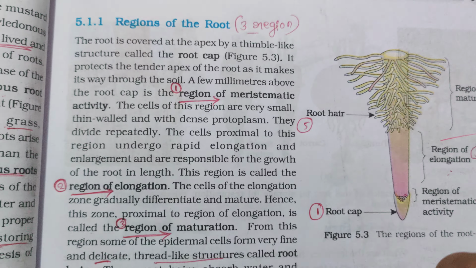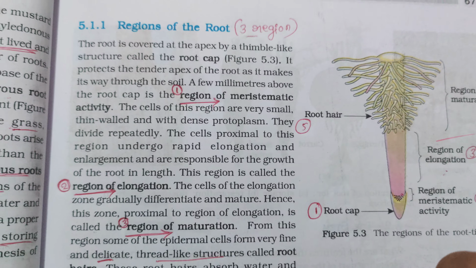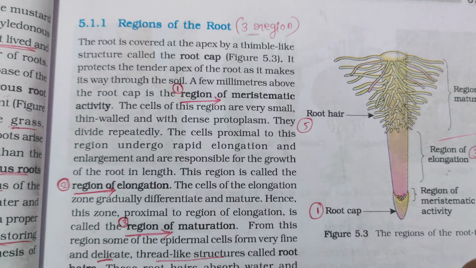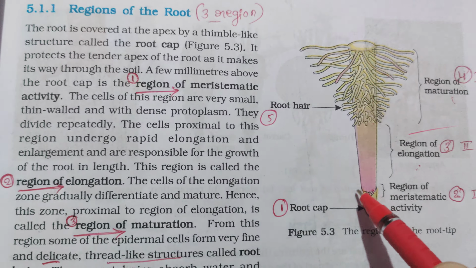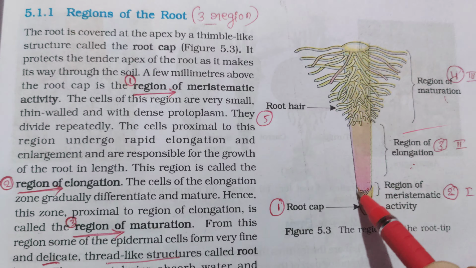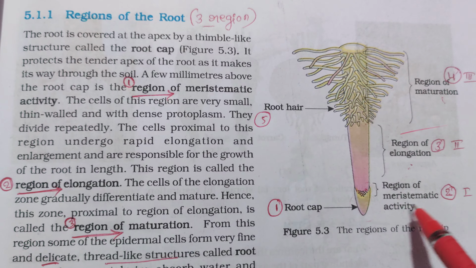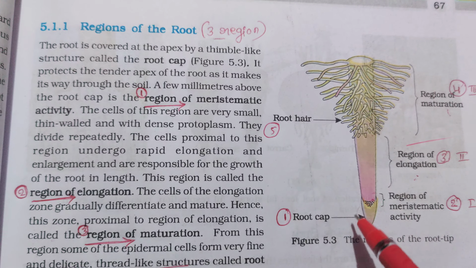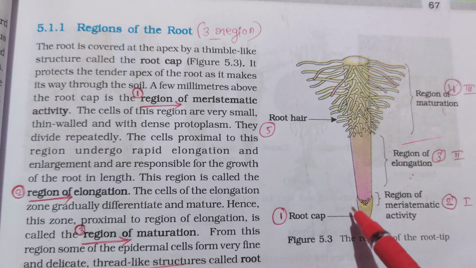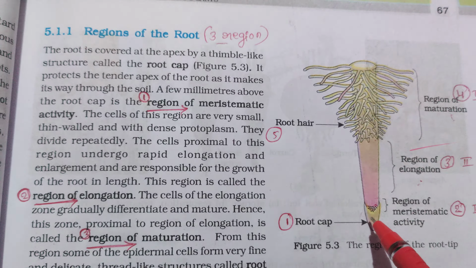And some of the proximal region undergoes elongation to produce the region of elongation. The cells and tissues covered in this area form the region of meristematic activity. They are very highly active. Their cell walls are very thin and they mainly have dense cytoplasm.